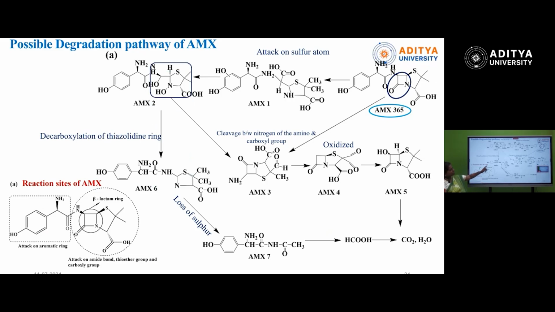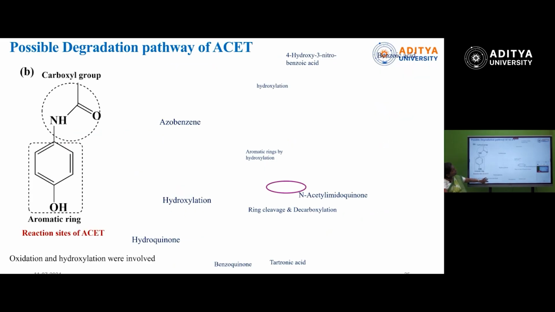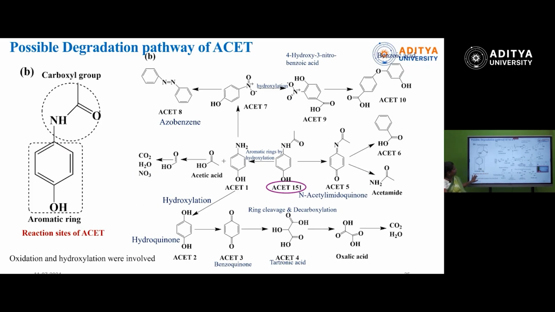Take an actual pollutant like amoxicillin, m/z 365. By applying this ozonation method, how is the pollutant degraded and what is the mechanism? This is the overall mechanism of how the pollutant is degraded stage by stage, finally converting to non-toxic products like water or carbon dioxide. We need to check these transformed products with ECOSAR or a toxicity test to check whether they are toxic or non-toxic. This is for AMX, and you can see it for all three pollutants.